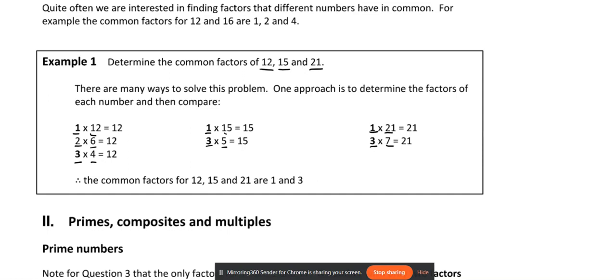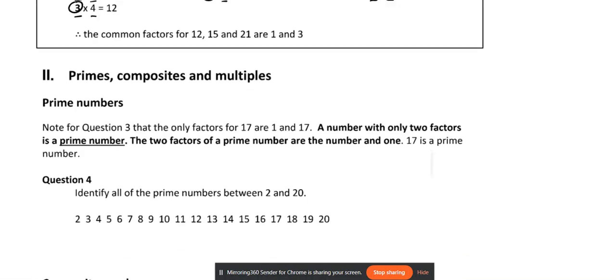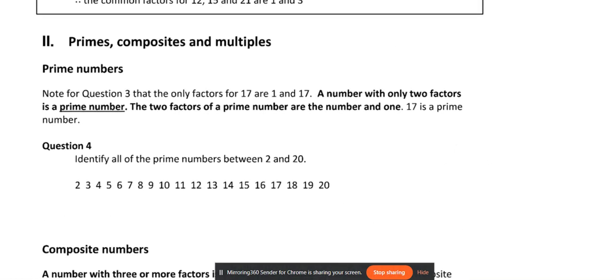If I'm looking for common factors, I'm just looking for the things that are common between them. The ones that show up in all 3 would be 1 and 3. So those are common to all of those numbers. Typically you wouldn't say 1, because 1 is a common factor of all of them and it doesn't really do us any good. But technically it is.